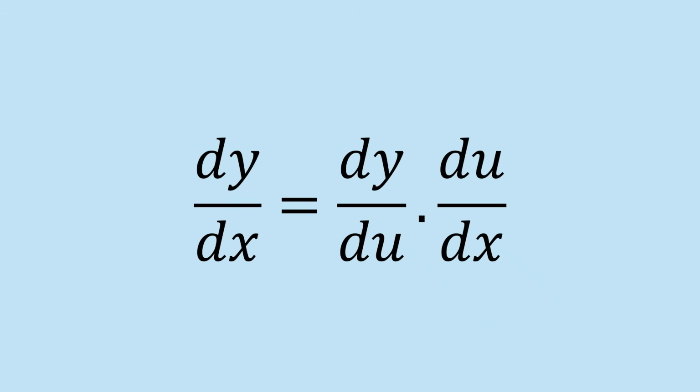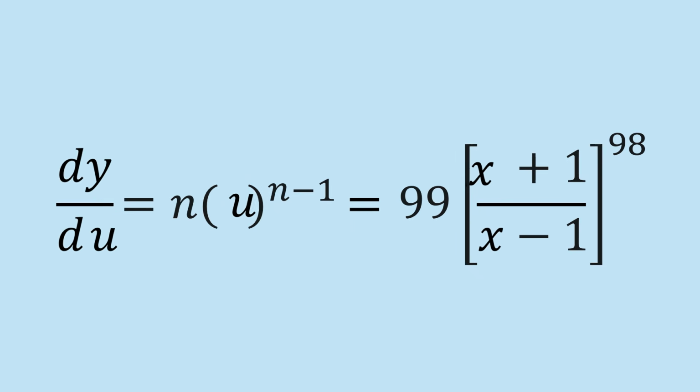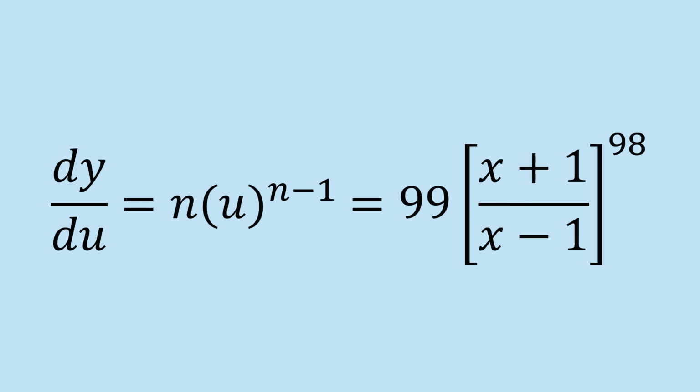To determine the derivative of y with respect to u, we use the power rule, n times u raised to the power of n minus 1. Substituting the values, we get 99 times the quotient, x plus 1 over x minus 1, raised to the 98th power.